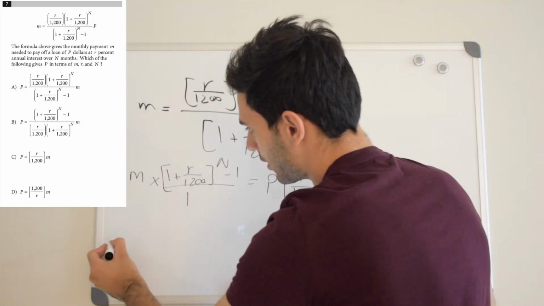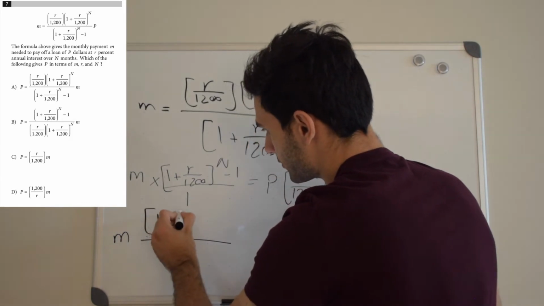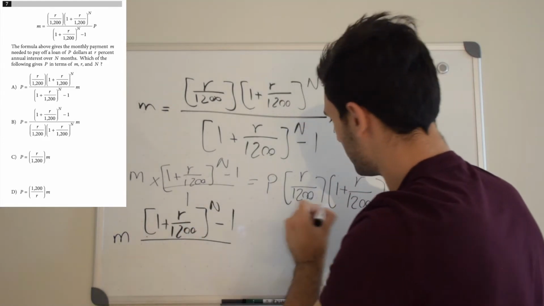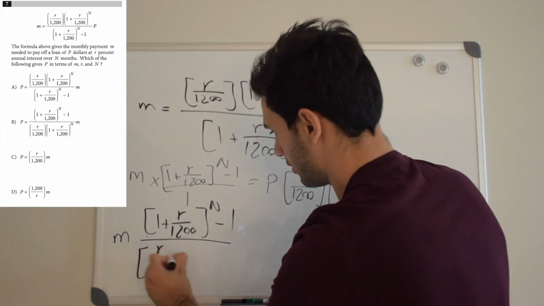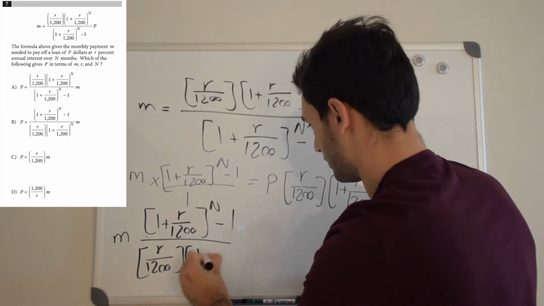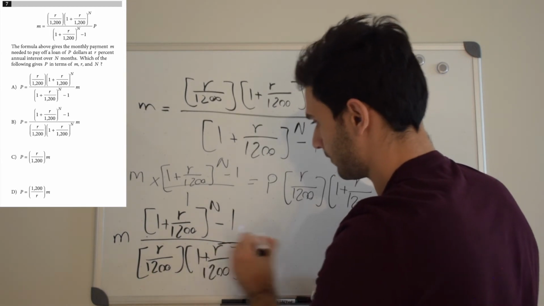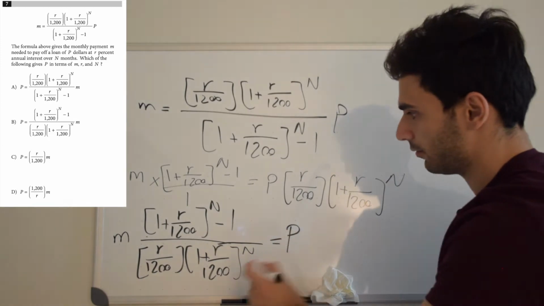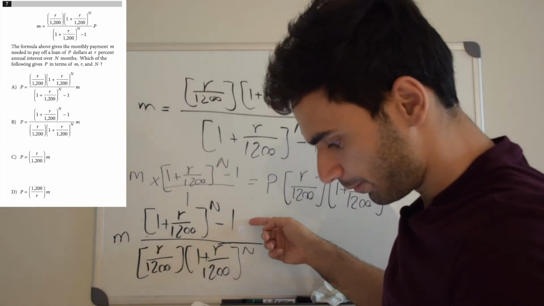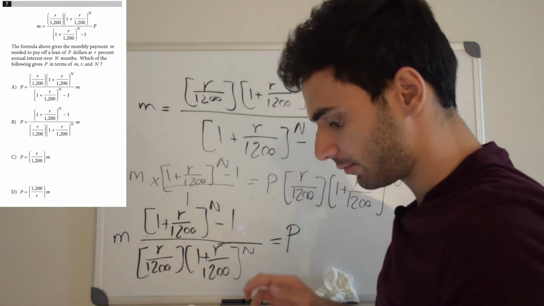If I divide both sides, I'll end up with M times 1 plus R over 1,200 to the N, minus 1, and then I'll have R over 1,200 times 1 plus R over 1,200 to the N, equal to P. Which one has this term? B is the answer, right?